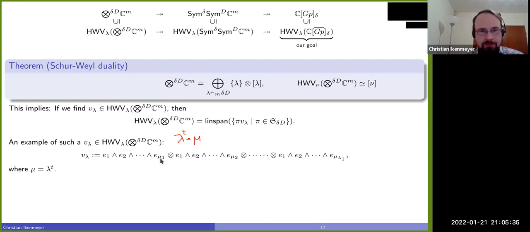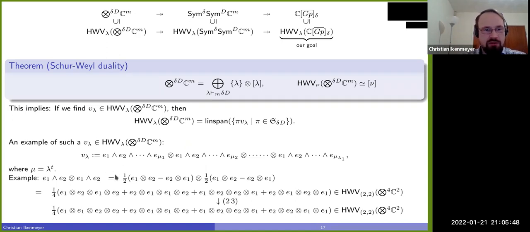So if you're replacing here an E2 by an E2 plus E1, E1 wedge E1 is 0, so nothing's going to happen. So this is a highest weight vector. And yeah, so an example here, let me maybe, yeah, why not?